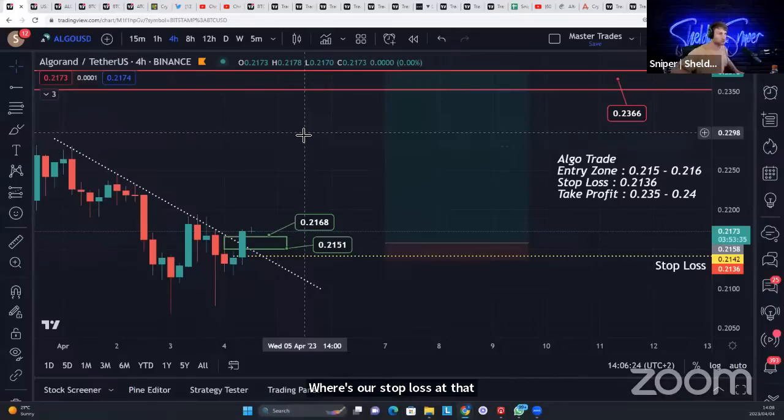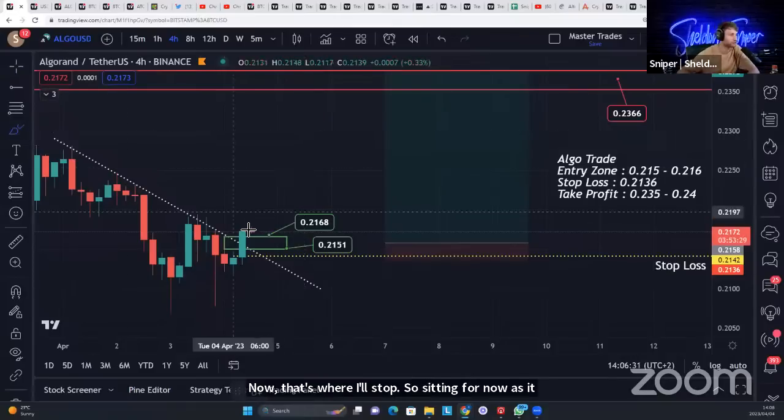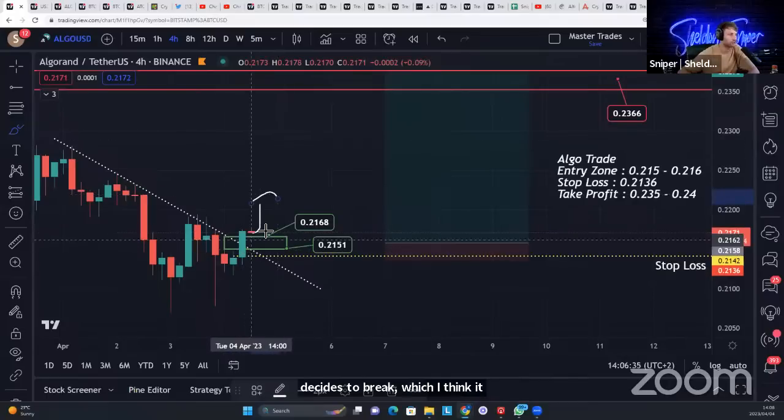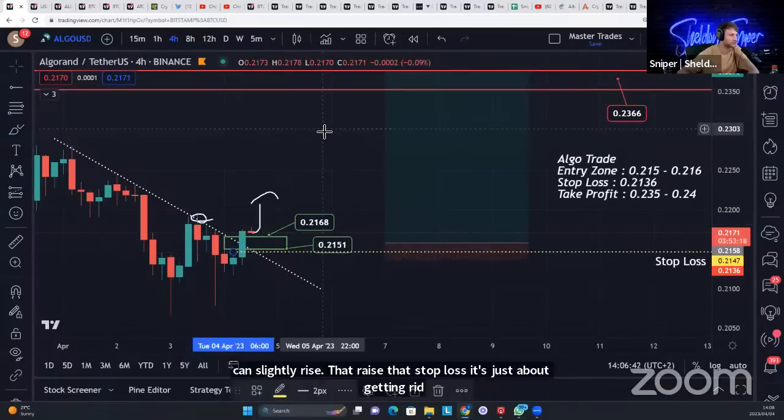Basically, where I've just put it on the chart now, that's where our stops are sitting, for now, as it stands. And what we're also looking for is if this decides to break, which I think it does, the market looks good. Once you break this high over here, you can slightly raise that stop loss. It's just about getting rid of that risk as ASAP as you can.